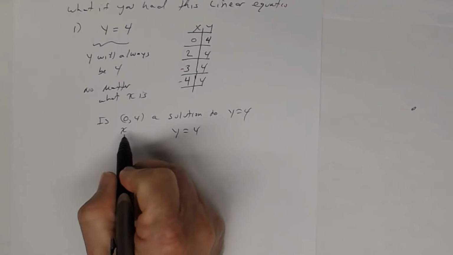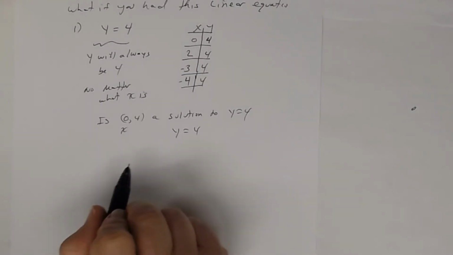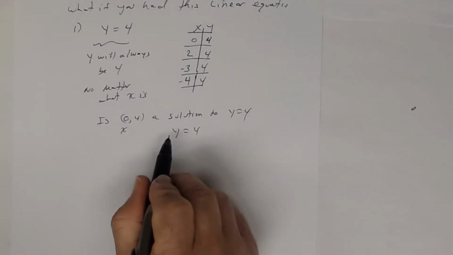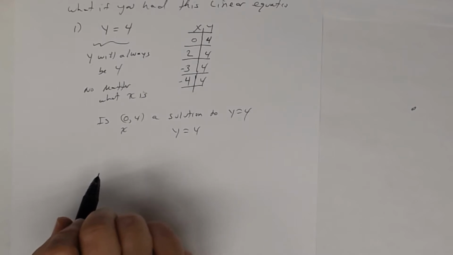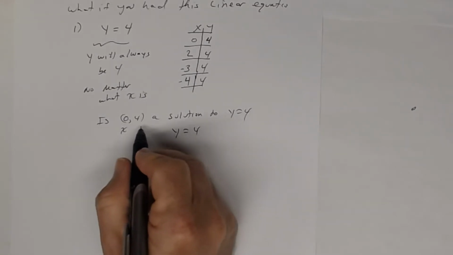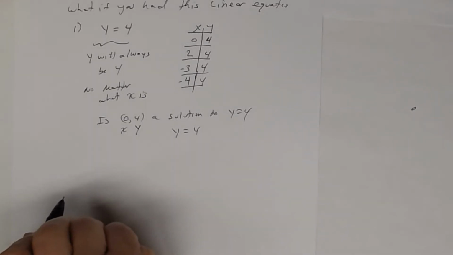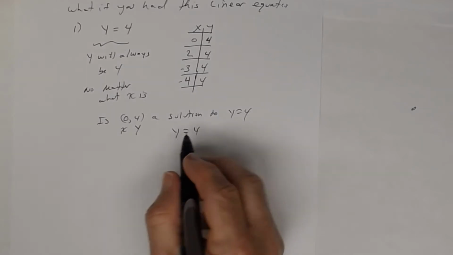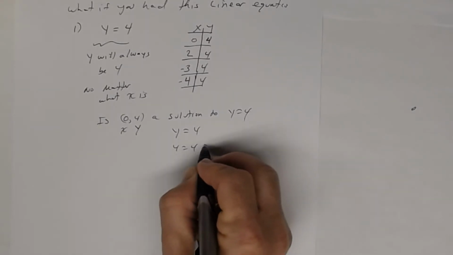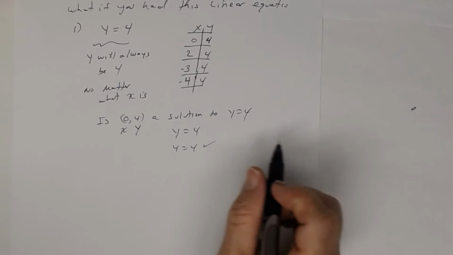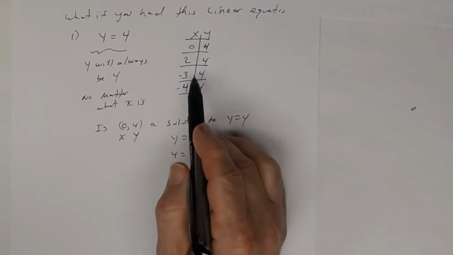Wherever I see the variable x, I substitute 0. Well, do you see the variable x? Do you see the variable x at all? The answer is no. And wherever I see the variable y, I substitute 4. So is 4 equal to 4? The answer is yes. So all of these are solutions.